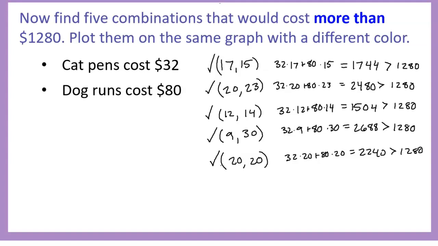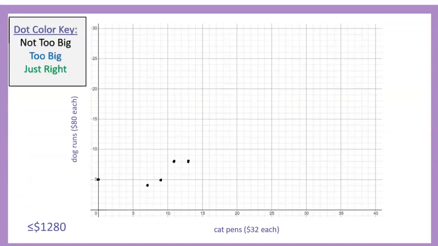So now we're going to go back to that same graph and we're going to plot these, but now we're going to put them in a different color. We're going to do these ones in blue. Okay, so let me get my blue pen. Okay, so our points were 17, 15, which is right up here. 20, 23, which is up here. 12, 14. It's right there. 9, 30, way up here. And 20, 20 was our last one, which is right here. So we've got some blue dots that are too big for their budget.